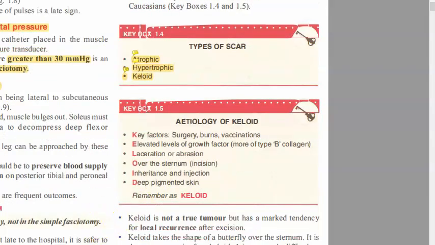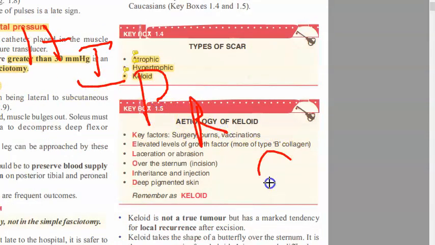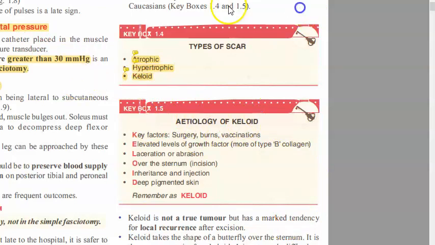Guys, so in wound healing, what did you see? You saw that there is hemostasis, inflammation, proliferative phase, remodeling phase. Then you have a scar, right? A scar can be there. A scar here can be so many types.